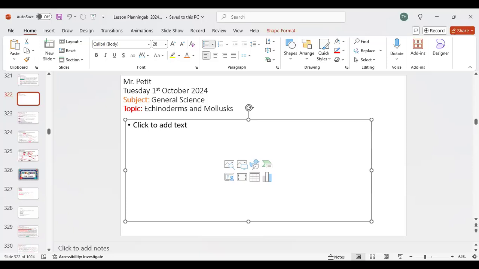All right, so you're gonna tell me which one is the echinoderm and which one is the mollusk. Okay, so all right, let me show you them.